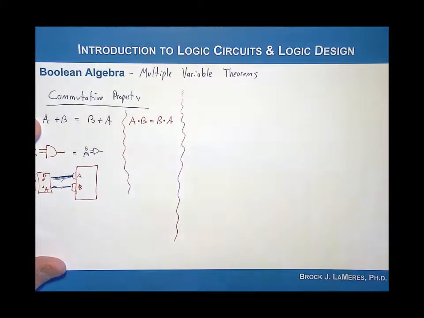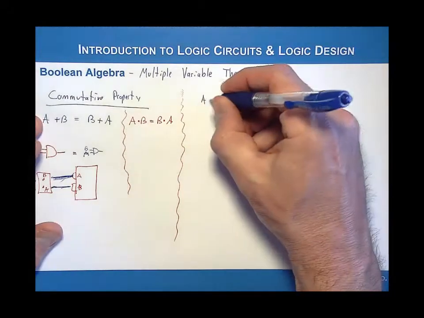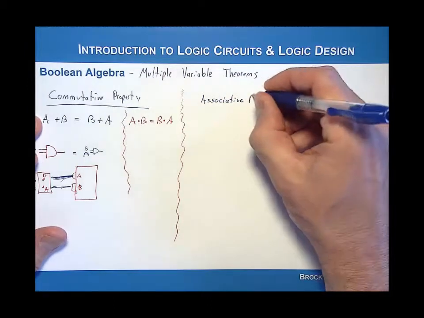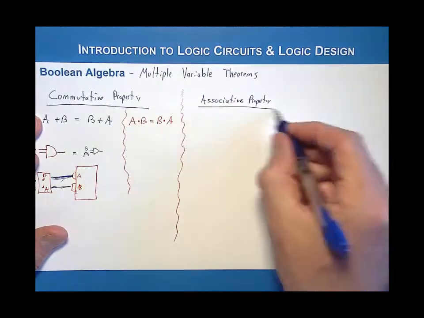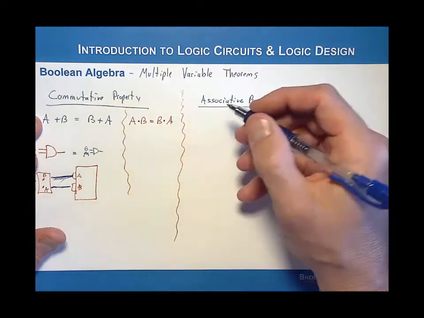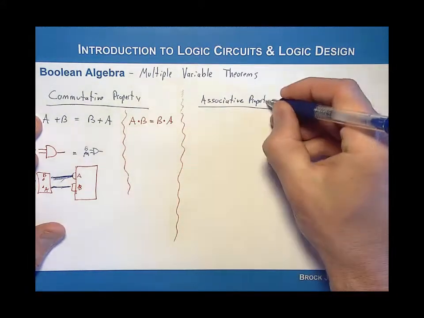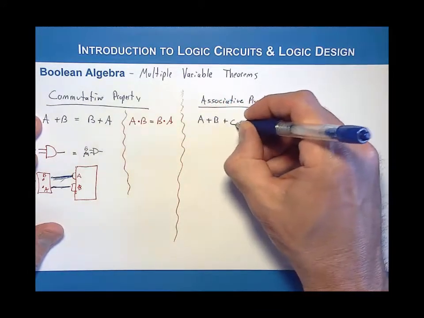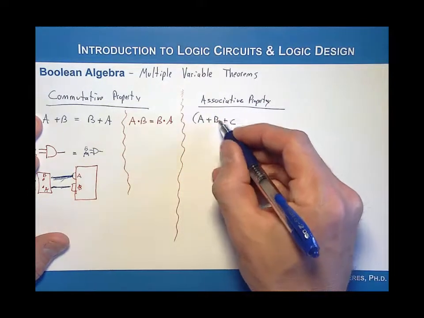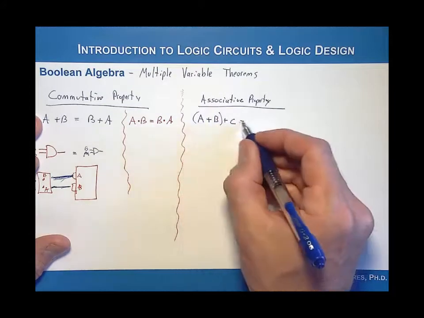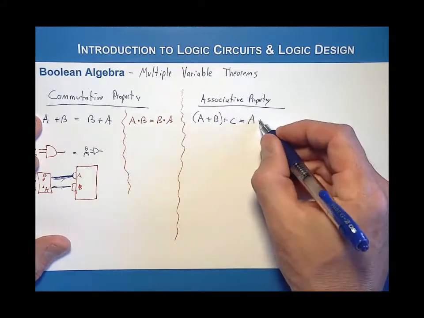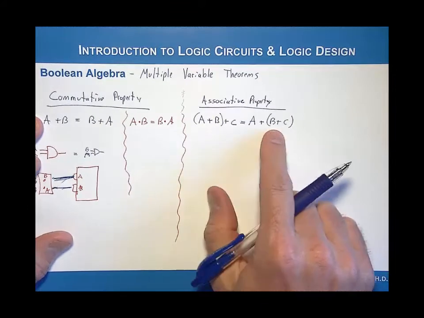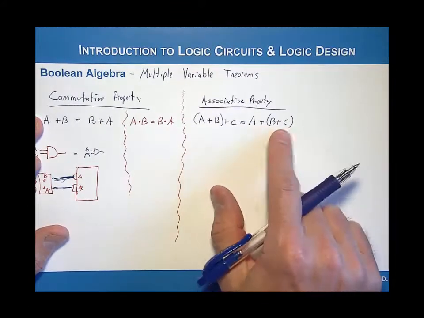Okay, so the next multiple variable theorem is the associative property. A lot of these theorems mirror our decimal algebraic theorems. The associative property is where you say that the grouping of operations within a logic expression does not influence the result. Let's do an example where we have A ORed with B ORed with C. If I group these two together using parentheses, then this is still valid, where it would still be the same as A ORed with B ORed with C, where B and C were grouped together. So we can associate particular variables together with the same operators, and it doesn't influence the result.